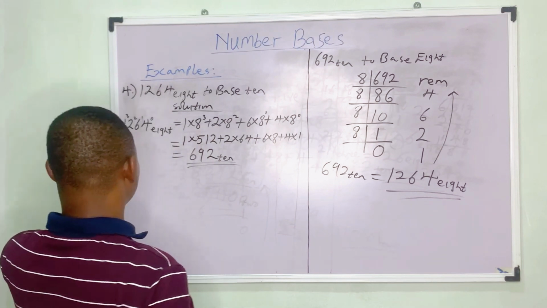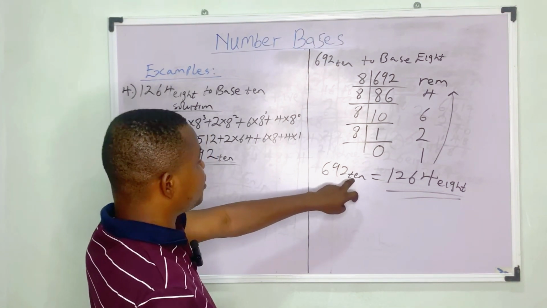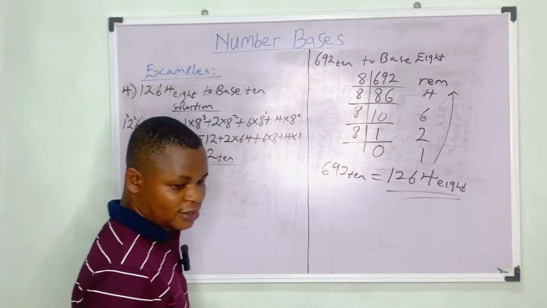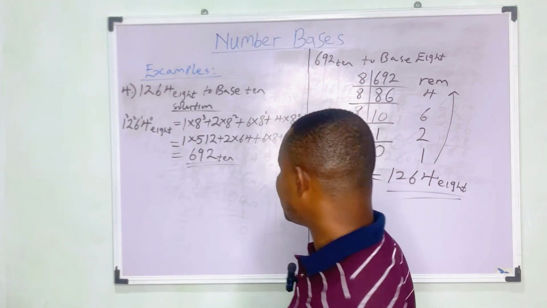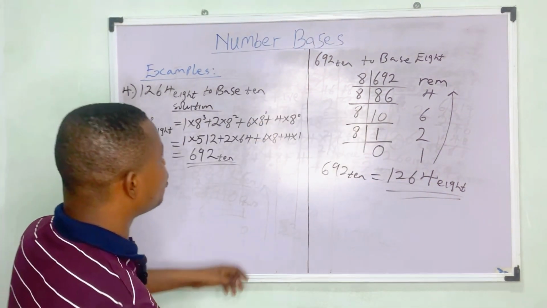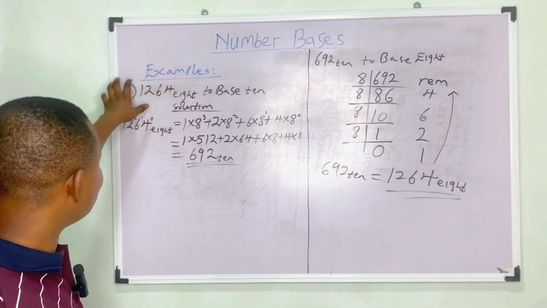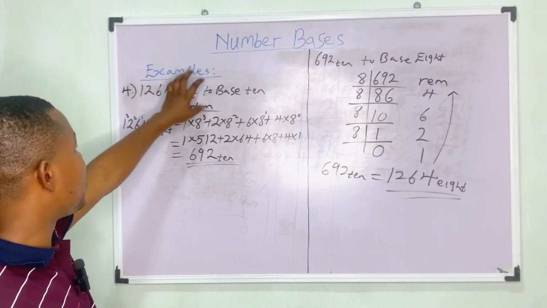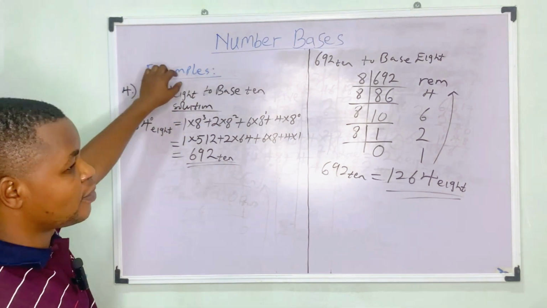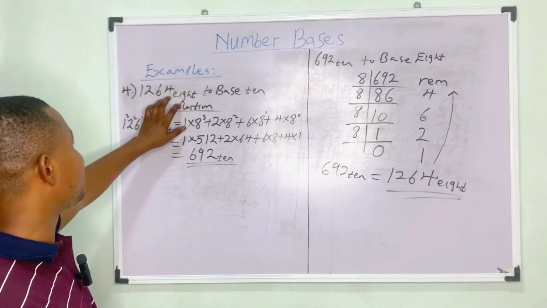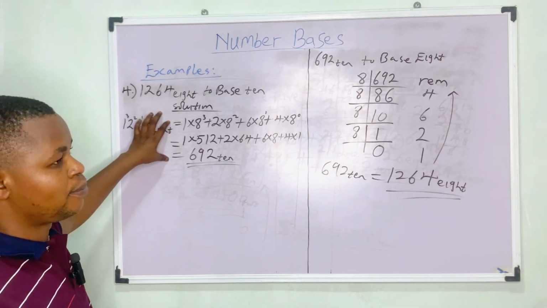We converted 1264 in base 8 to base 10, and we converted 692 in base 10 back to base 8. So that is about that. Conversion you might want to do from any base to another base, we pass through this process. When you are converting from any base, either base 2, base 3, base 4, or base 5, like I said earlier, whenever you are converting from any base to base 10, you take this process.